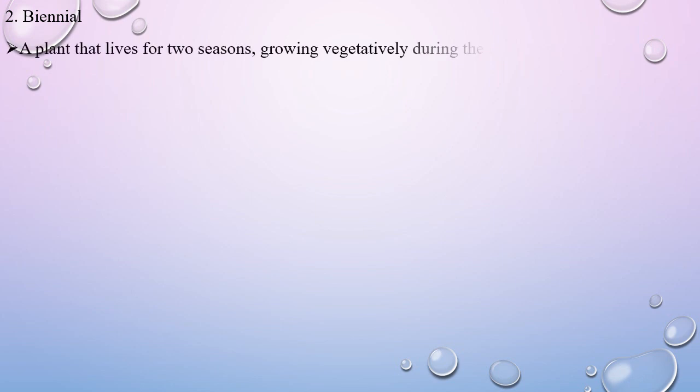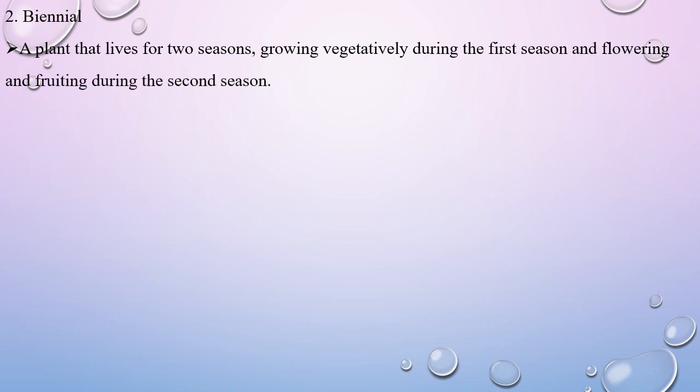Biennials. So the plants which will be growing for 2 seasons. During the first year the vegetative part of the plant will be growing and during the second year the reproductive part of the plant will be growing. Then it is said to be the biennials. Biennials means 2 years or 2 seasons.